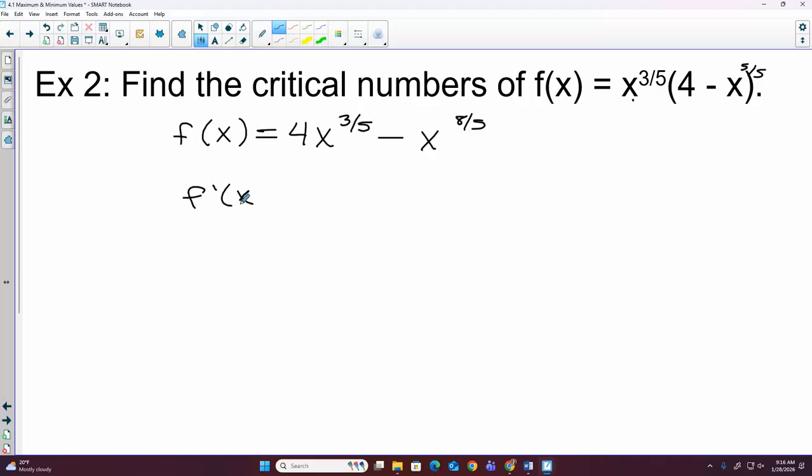So the derivative, exponent comes down, so 4 times 3/5, 12/5, x, subtract 1 from the power, so -2/5, minus 8/5, x to the 3/5. Okay, the critical numbers are anywhere this is equal to 0 or undefined. So let's set it equal to 0.